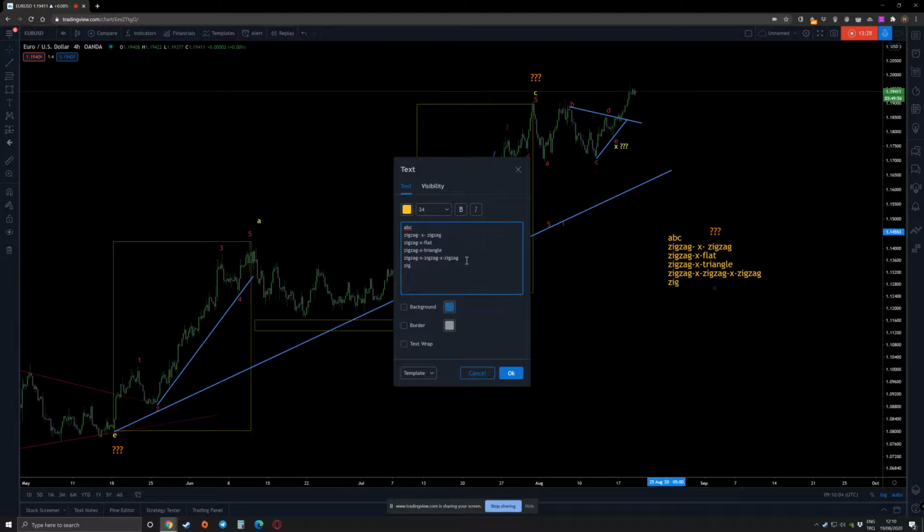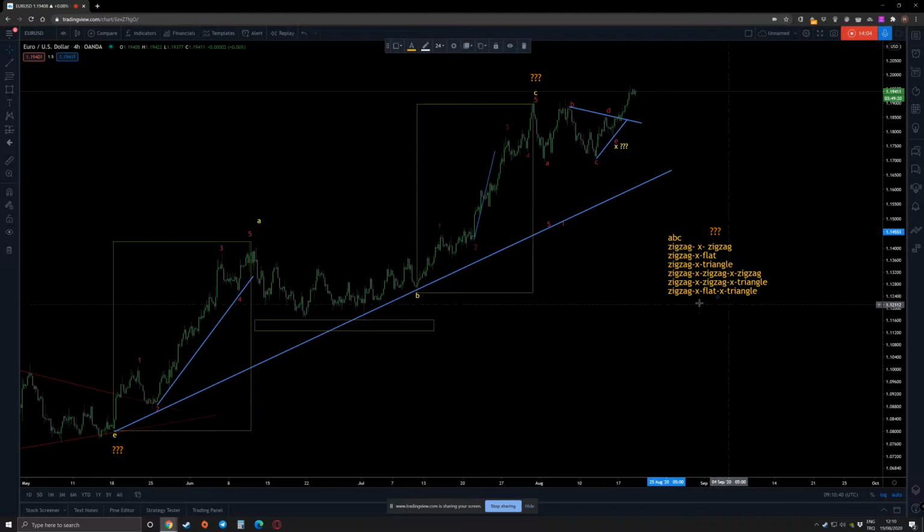Also, we can have a zigzag, an x wave, another zigzag, another x wave, and then a triangle. The first one is called a triple zigzag: zigzag, x, zigzag, x, zigzag. Now we can have a zigzag, x, zigzag, x, a triangle. This type is called a triple combination. Now I will write here another triple combination as well, with an x and a triangle.